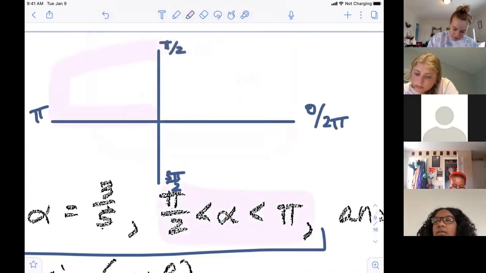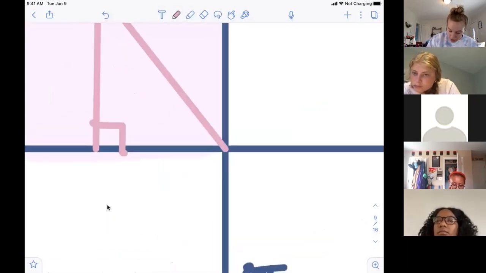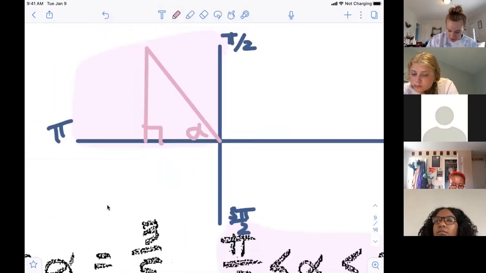It tells me this angle is between pi over 2 and pi. So that means it's somewhere in the second quadrant. It truly doesn't matter where in the second quadrant it is. It just matters that it's in the second quadrant. So I'm going to draw an angle in here. Again, it can be as high or as low as you want. I'm going to finish it off to make a little right triangle. The angle we're always looking at is closest to the origin. So I'm going to write a little alpha close to the origin.